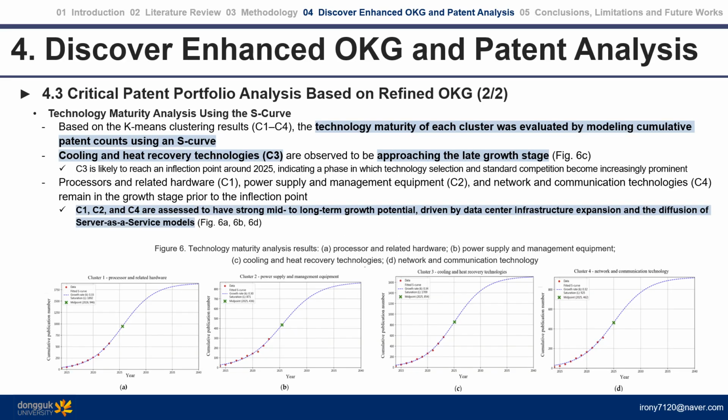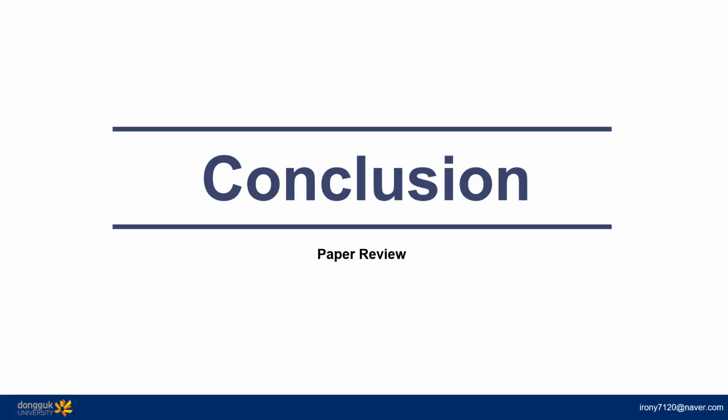Based on the k-means clustering result, technology maturity of each cluster was evaluated by modeling cumulative patent counts using an S-curve. Cooling and heat recovery technologies are observed to be approaching the late growth stage. C1, C2, and C4 are assessed to have strong mid to long-term growth potential, driven by data center infrastructure expansion and the diffusion of server-as-a-service models.